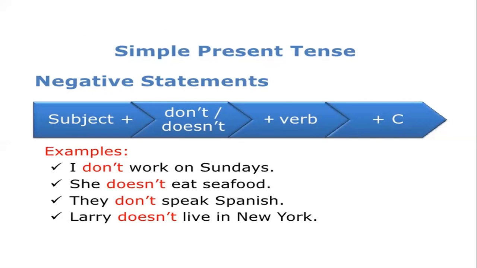Okay, so here I have more simple present tense negative statements. For example, subject, I, then the auxiliary don't or doesn't, I don't, and then the main verb, in this case work, plus the complement. I don't work on Sundays. Subject, she, auxiliary, doesn't, main verb, eat, complement, seafood. She doesn't eat seafood. Subject, they, auxiliary, don't, main verb, speak, and complement, Spanish. Subject, Larry, auxiliary, doesn't, main verb, live, and then the complement. Larry doesn't live in New York, right?